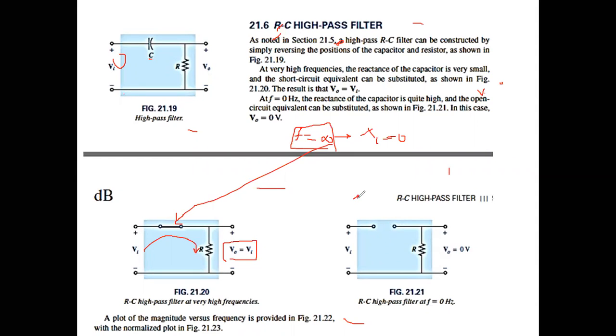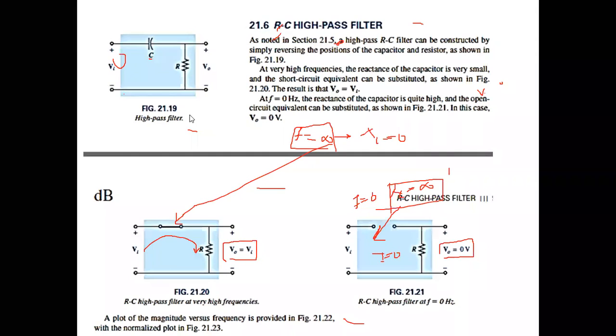For the low frequencies, f is equal to 0, what will happen? Xc will be equal to infinite, because they are inversely related. Xc infinite means a huge amount of voltage drop, which can be represented by an open circuit. So no drop will appear across this, because I is equal to 0. No current is flowing in the open circuit.